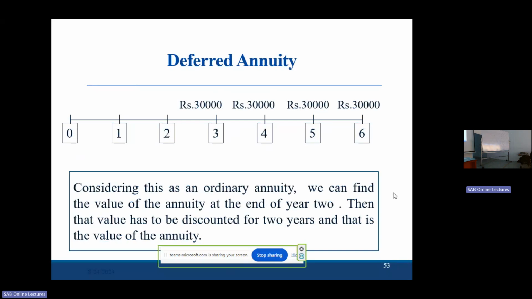So if it is a due, the beginning of year 1, then the end of year 3 deferred annuity is the beginning of year 1, because that is the due time cash flow. Beginning of year 1, year 2, year 3, year 4. So likewise.